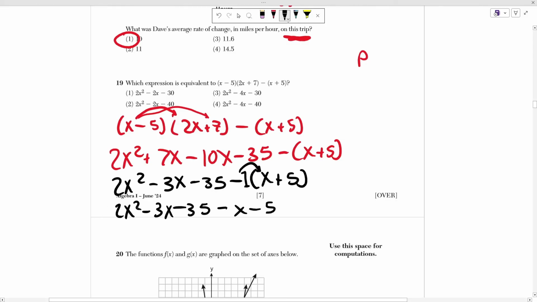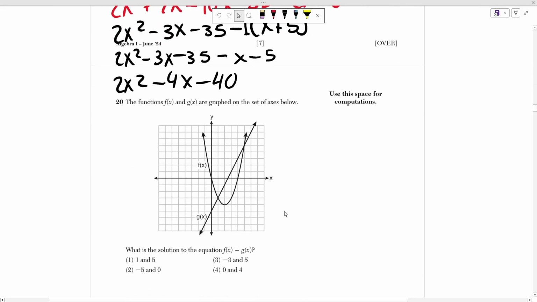So let's just combine like terms. We have 2x squared minus 4x minus 40, okay? So which one of these choices matches up with that? It has to be choice 4. 2x squared minus 4x minus 40.